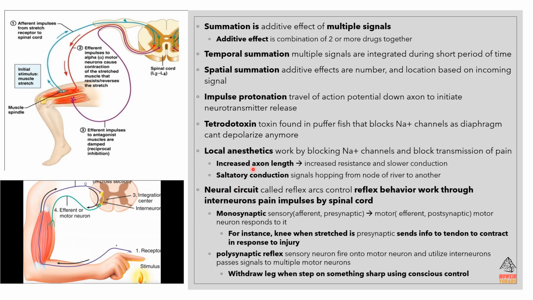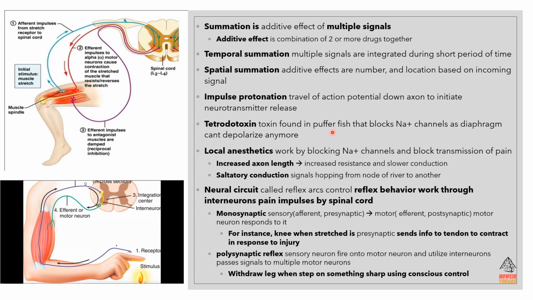So increased axon length increases resistance and slower conduction. So what a local anesthetic does is it increases the axon length, which increases resistance and slows down the conduction. Of course, it's not 100% blocked, but rather the axon length is increased. And then you have saltatory conduction, signals hopping from one node of Ranvier to another.